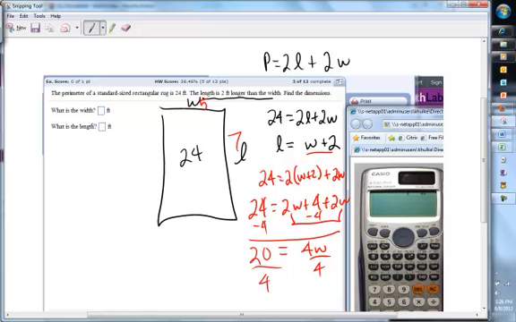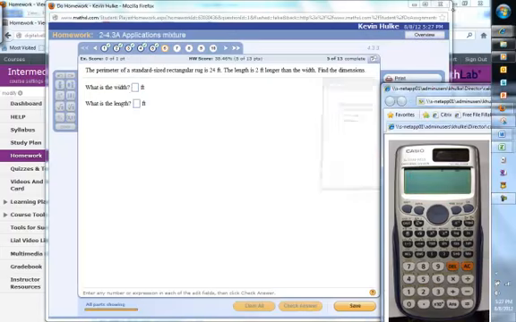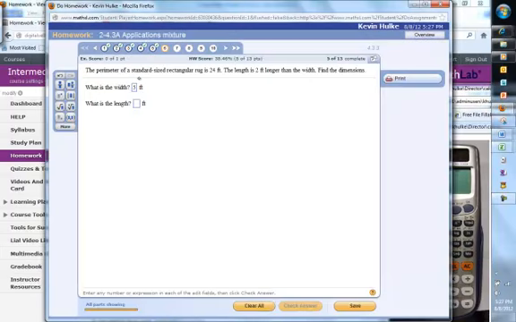Now we could also solve this using our calculator. 2L plus 2W equals 24, and L minus W, we're going to put the W on the other side, equals 2. And then you just enter that into your calculator, remember it's mode 5-1, and you should be able to get the same answer. Okay, so it's 5 feet wide and 7 feet long.